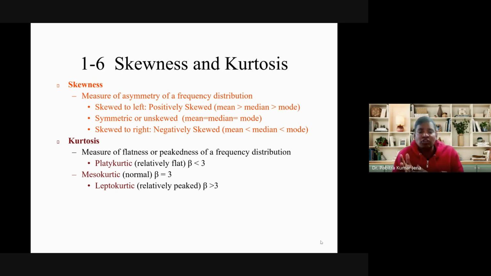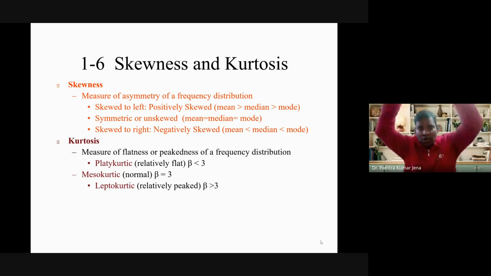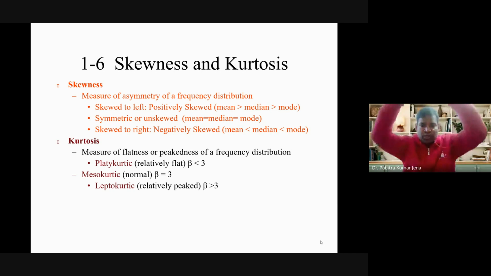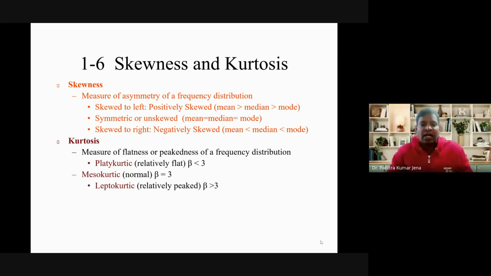If the beta value is less than 3, that is relatively flat, and that is known as platykurtic. If the beta value is greater than 3, that is relatively peaked. So it shows how much height the observations have. If it is more peaked, that is known as leptokurtic. If it is more flat, a little bit below, that is known as platykurtic. That means kurtosis shows the peakedness or flatness, whether it is more peaked or flat. Or if it is normal, not more peaked or flat, that is known as mesokurtic.